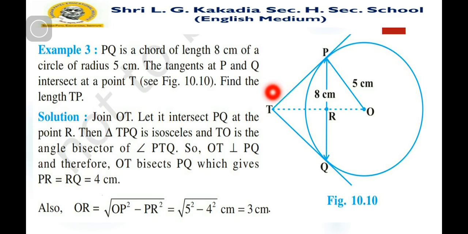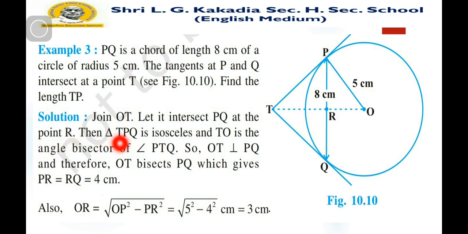First, we know that OT is a bisector of PQ, whose length is 8 cm. Then PR is 4 cm. Solution: join OT. Let it intersect PQ at point R.